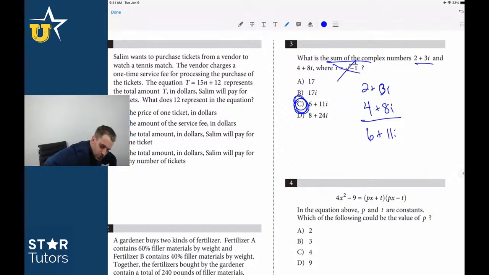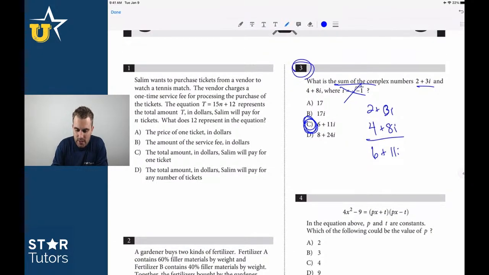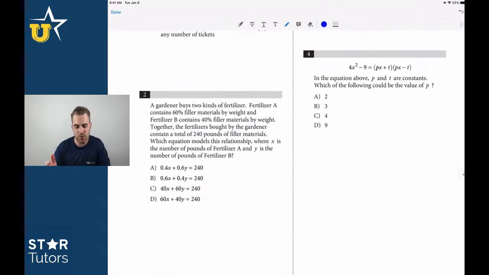Can everybody give me 2 thumbs up if you see the difference between that question and question number 1? This question number 3 is a first pass question, pass 1, because it is so straightforward in thinking. What is the sum of the complex numbers? Well, we just have to add those up. And i, in this case, is just like the variable x. Nothing changes.